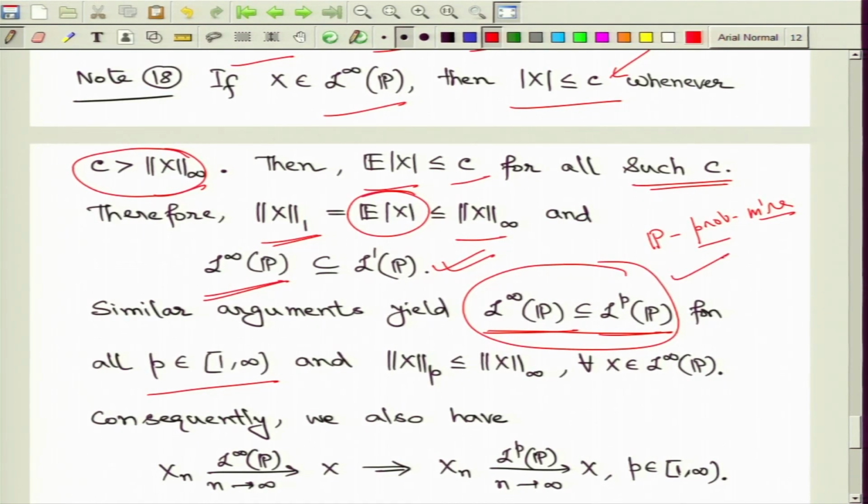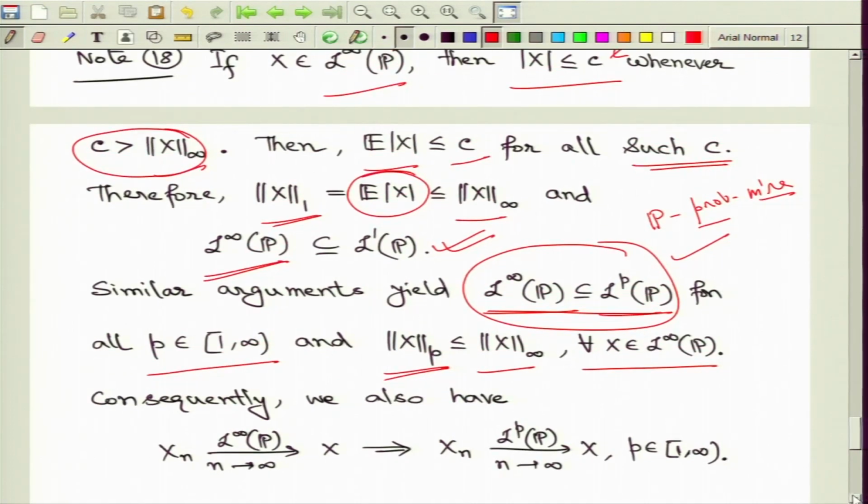But for infinite measures, this kind of set inclusion may not be true. All right. But in this case of probability measures, what we will end up having is that again the LP norm of x can be dominated by the L infinity norm of x. So, again we end up having these nice inclusions.